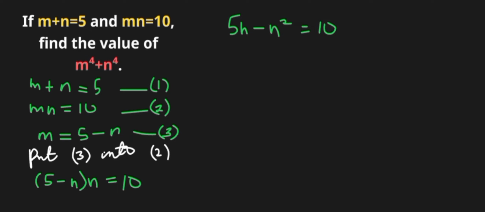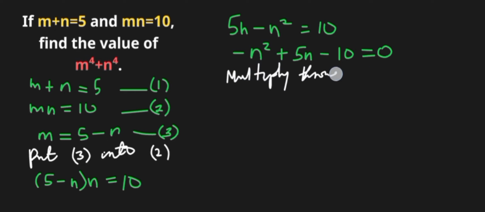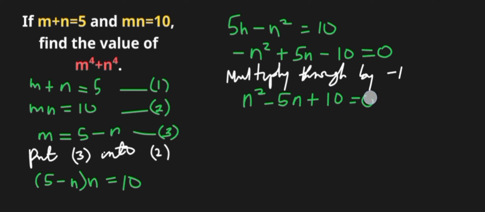Then you will want to rearrange where you've got negative n squared plus 5n minus 10 equals 0, to give you a quadratic equation to solve. Then you want to multiply through by negative 1, and that gives n squared minus 5n plus 10 equals 0.